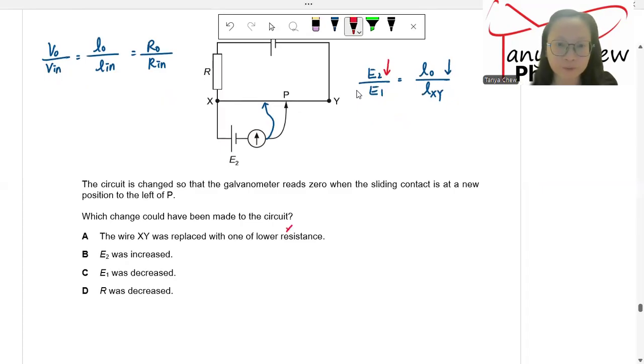The wire is not being replaced because they didn't mention that. E2 lower resistance is not possible. E2 was increased, cannot be, because E2 must decrease because the output length is decreasing. E1 was decreased? No, there's no change to E1. It doesn't affect E1. So now let us extend to that. When the length output decreases, the R output will also decrease. This is true. D is the answer.